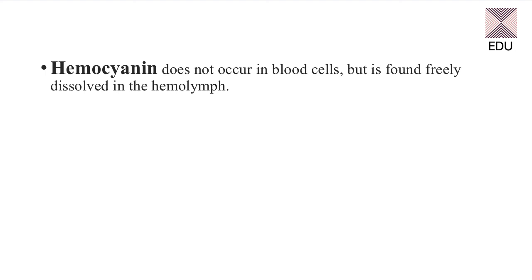Now the hemocyanin does not occur in the blood cells, but is found freely dissolved in the hemolymph. We have discussed earlier that some of the pigments are not present in the corpuscles, but are present in the plasma. So they are dissolved here in the hemolymph, the name we give to the blood of invertebrates. So here we are not writing it as blood, but referring to it as hemolymph.